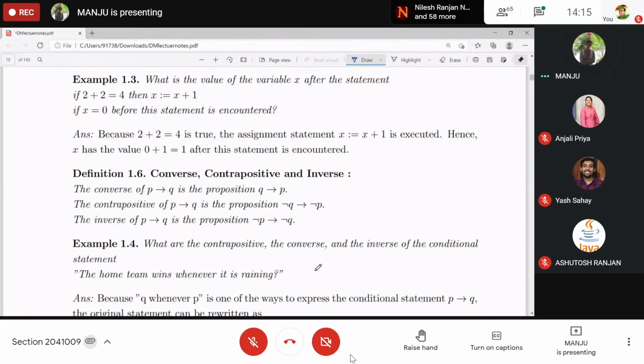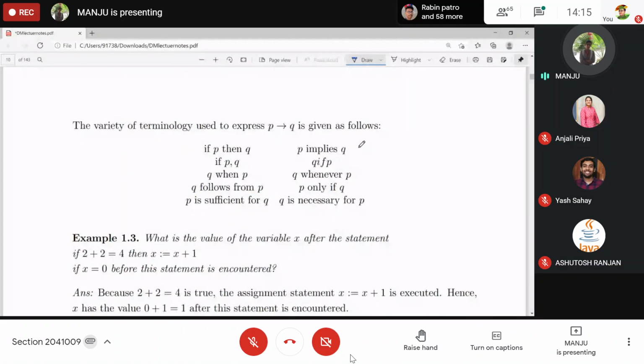Any doubt in this? Converse will be, for P implies Q, Q implies P. Contrapositive will be negation Q implies negation P. Inverse will be, for P implies Q, negation P implies negation Q. No need to change the format. Whenever the statement given is P implies Q, just put not P and not Q. Okay. You will get the inverse part. And if you want to change the format, then go ahead, no problem. But remember these things.